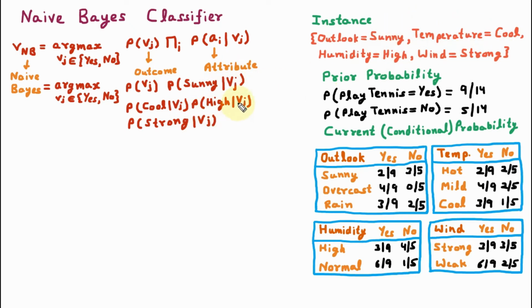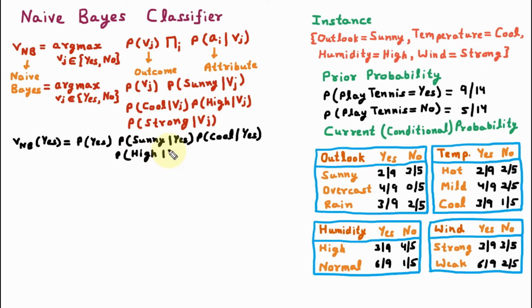and strong, divided with the Vj. Now we are taking the naive Bayes equation, and here we are taking the yes for the Vj. So all the Vj we are going to replace with the yes. So that will be equal to probability of yes, then probability of sunny given yes, and probability of cool given yes, then probability of high given yes, and probability of strong given yes.